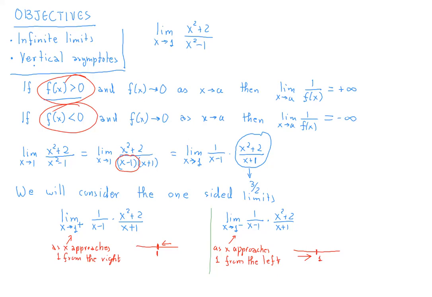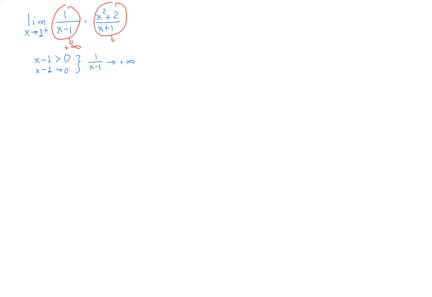So here's how we're going to finish this. We're going to say, let's start with the limit as x approaches 1 from the right of 1 over (x minus 1) times (x squared plus 2) over (x plus 1). So what we're going to say here is that x minus 1 is positive, x minus 1 approaches 0, which means that 1 over x minus 1 approaches positive infinity. Okay, so in other words, this part approaches positive infinity. This part, on the other hand, approaches 3/2. And in other words, if you think about it now, you have a product of two quantities.